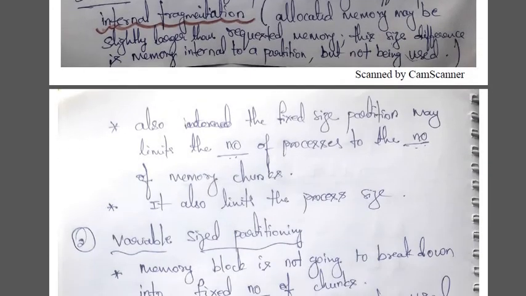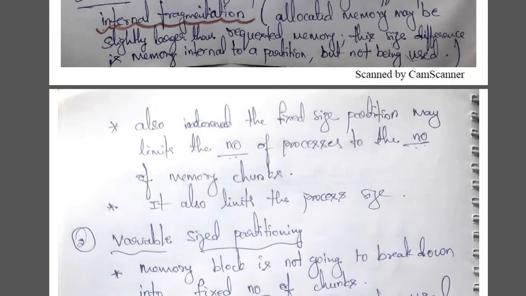Also, the fixed-size partition limits the number of processes to the number of memory chunks. Obviously, if you divide the 10 kilobytes into 4 chunks, you could accommodate 4 processes if they are asking within that limit. Suppose 4 processes arrive with 5 kilobytes, 2 kilobytes, 2 kilobytes and 1 kilobyte respectively. You could accommodate only those 4. So the number of chunks limits the number of processes at any point of time.